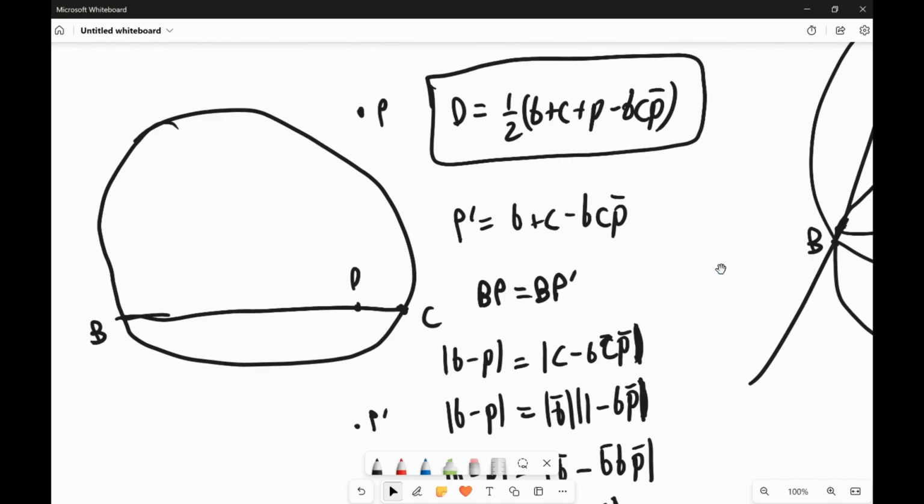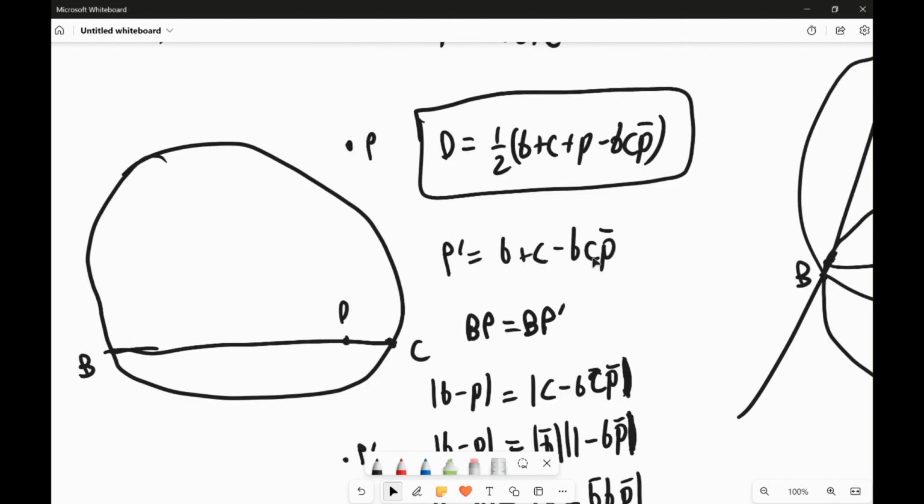So hence P prime equals B plus C minus BC P conjugate, and D is the midpoint of PP prime. So if we take the average, we end up getting this. So the foot of the altitude is 1/2 times the sum of the coordinates minus the product of these two times the conjugate of P. So now that's that, we have all the theory out of the way, we can start solving the IMO problem.